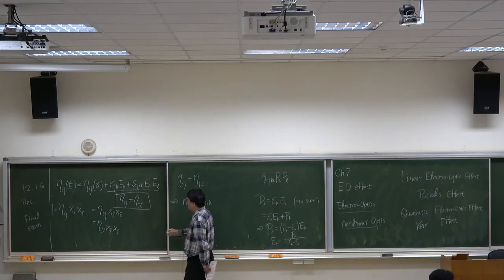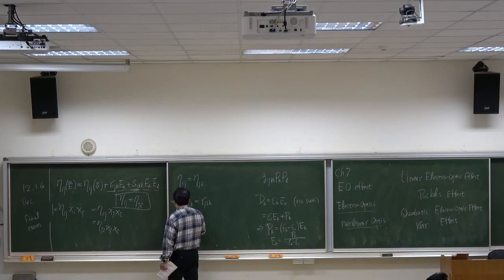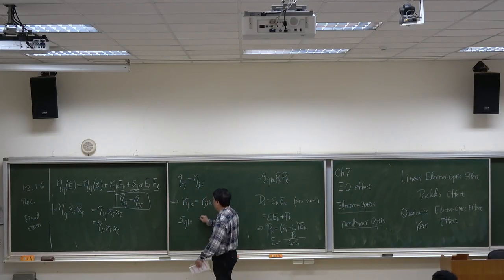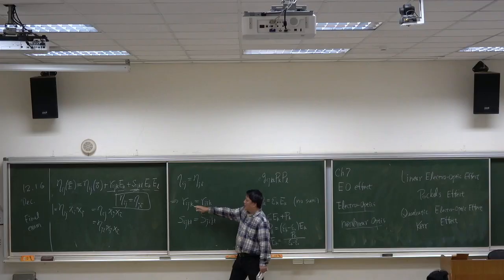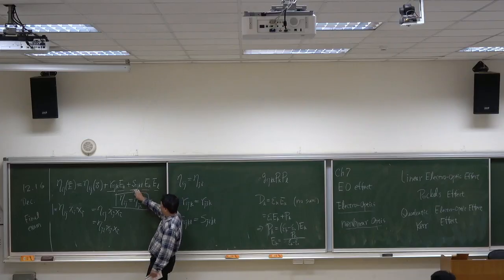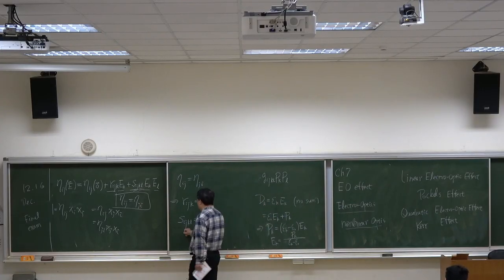And similarly, we see Sijkl is equal to Sjikl. The reason is the same as Rijk equals Rjik. However, we still have the possibility that we can change k and l, because we can change the order of k and l without changing the result. So this means that Sijkl is equal to Sijlk.